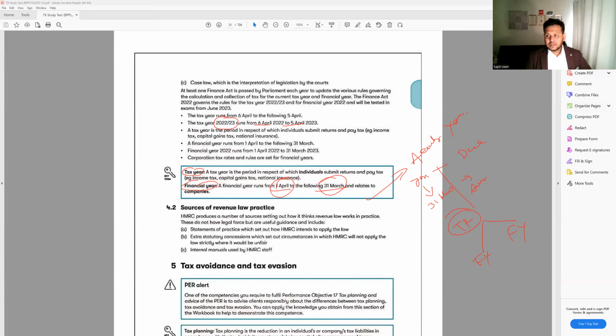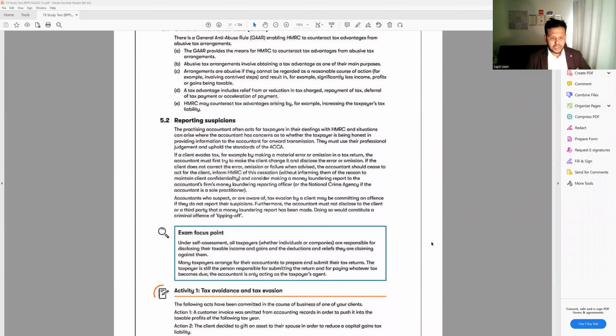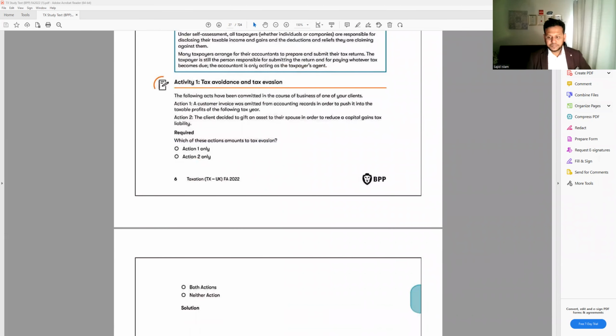All right, so the next one we have here, I think the next important one, we have one activity. Let's have a look. It's activity 1, tax avoidance or tax evasion. Let's have a look. What is it?